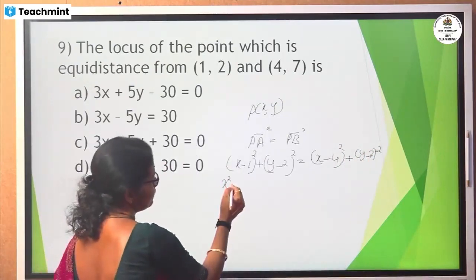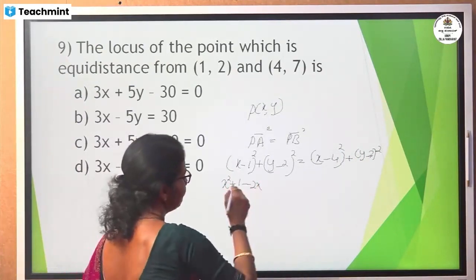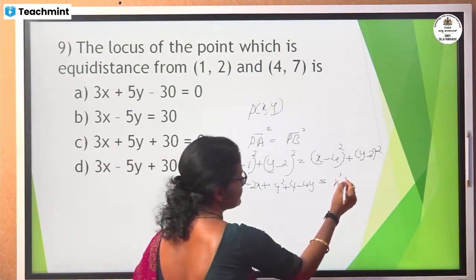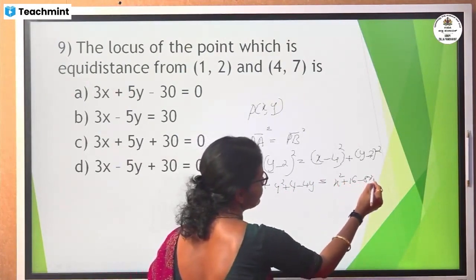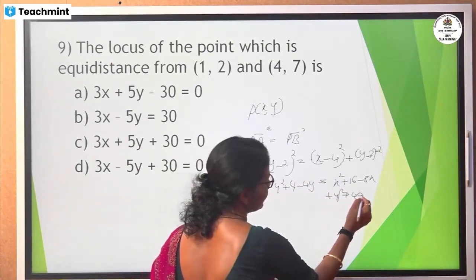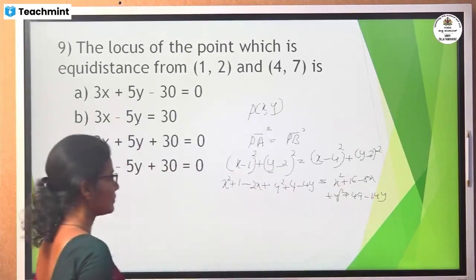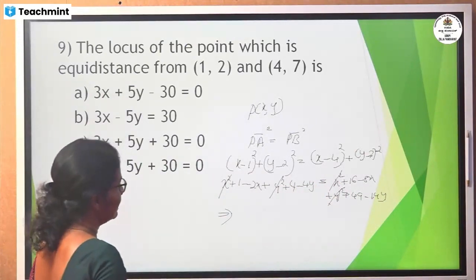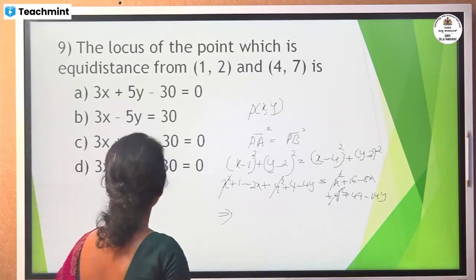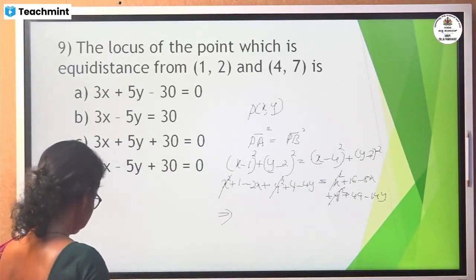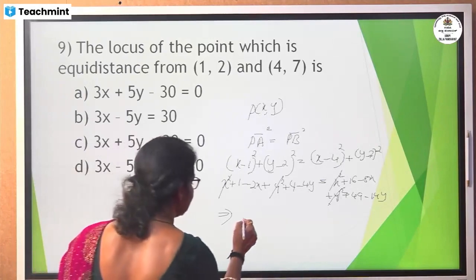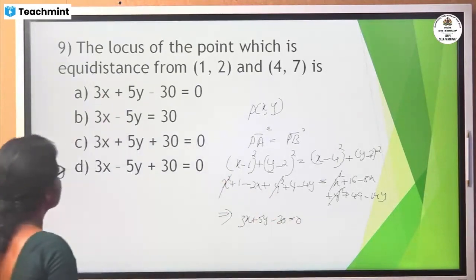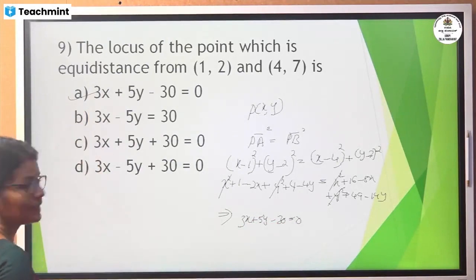Simplify this. x square plus 1 minus 2x plus y square plus 4 minus 4y. On the right side it is x square plus 16 minus 8x plus y square plus 49 minus 14y. Simplify this. Combine x together, combine y together and combine the constants. After simplification, we'll get the answer: 3x plus 5y minus 30 equal to 0. That is option A.